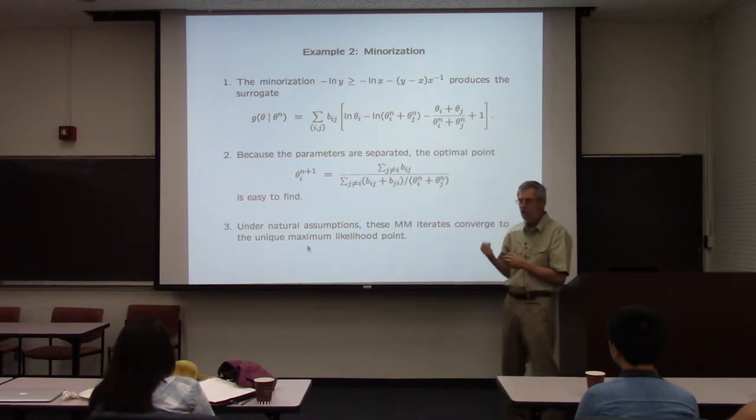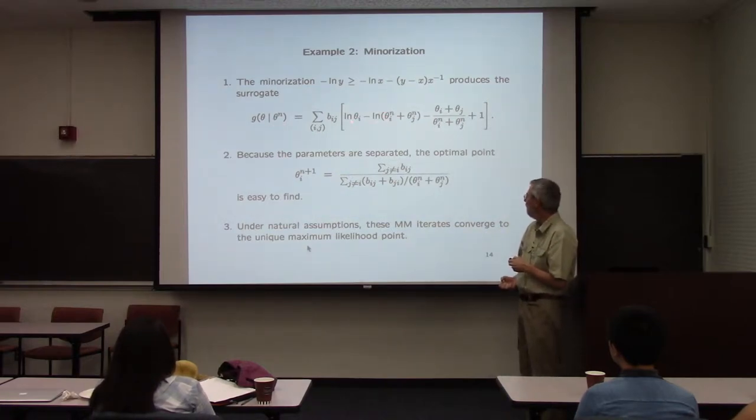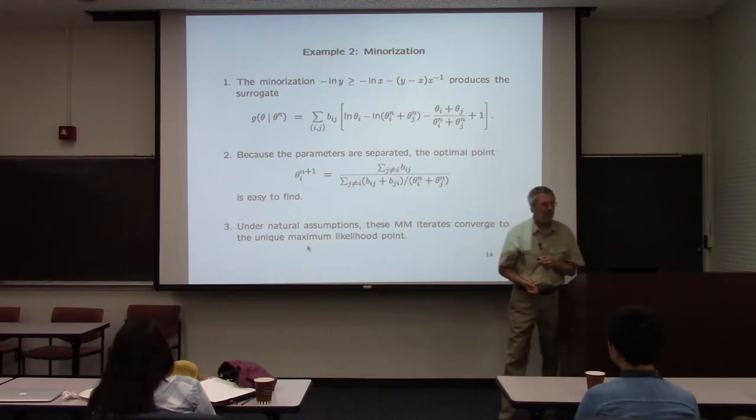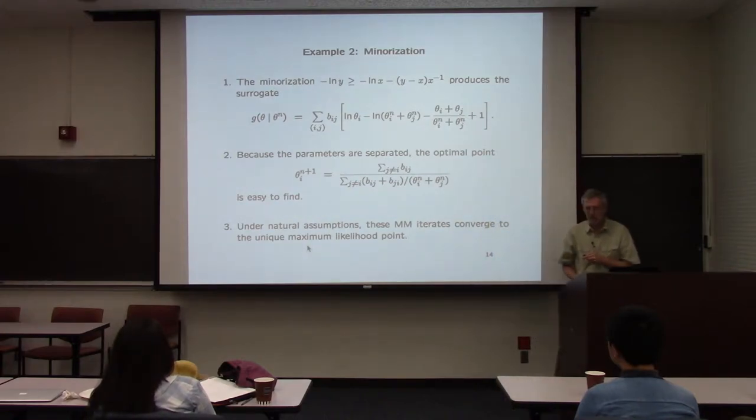It's not to be confused with how you're going to update the log likelihood. So we're optimizing on the left argument, not the right argument. As far as the left argument goes, this is a parameter-separated function. We can optimize it by optimizing each parameter separately.